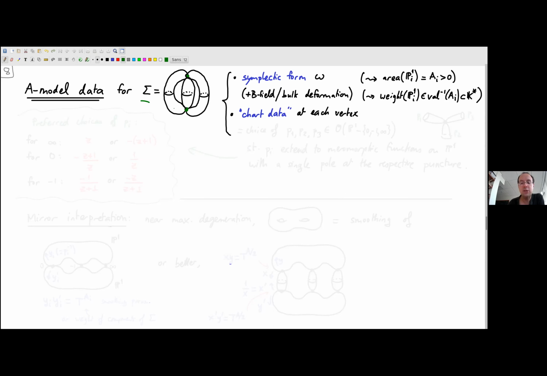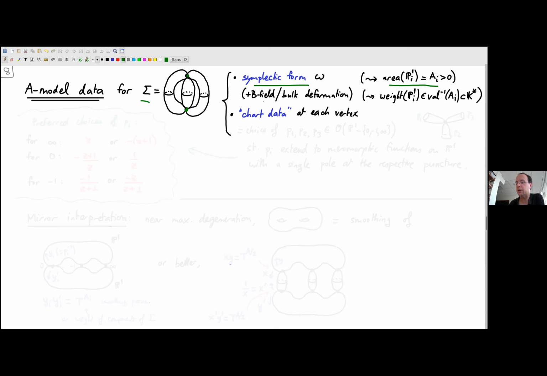I can actually define it for more general trivalent configurations, it's just that this is the only case that I care about. So the data consists of, I need to have a symplectic form. The main parameter here is the area of each component. Okay, by symplectic form on this, I mean on each component.